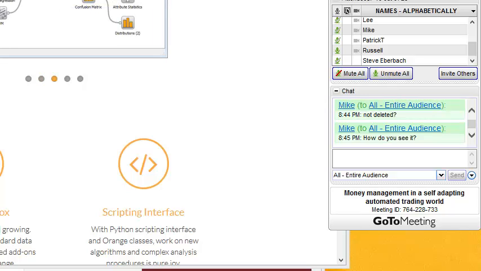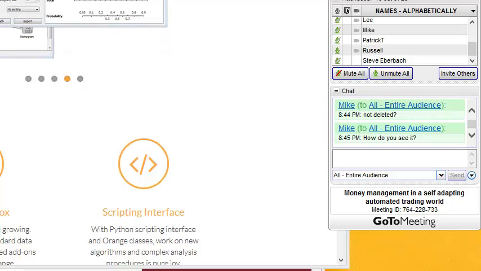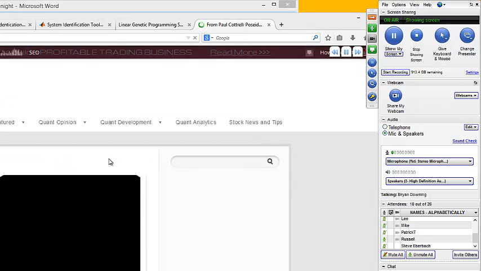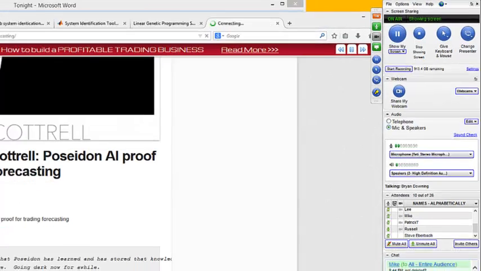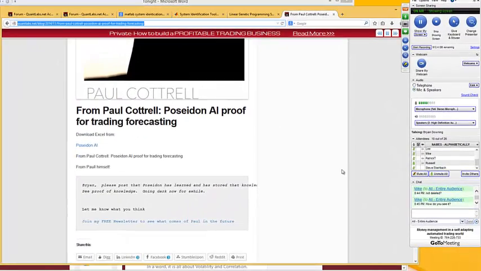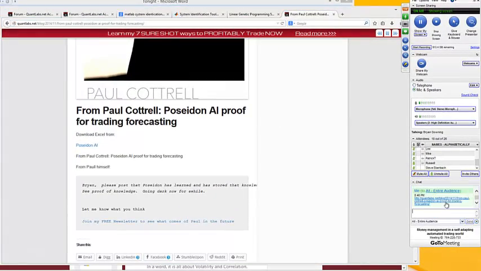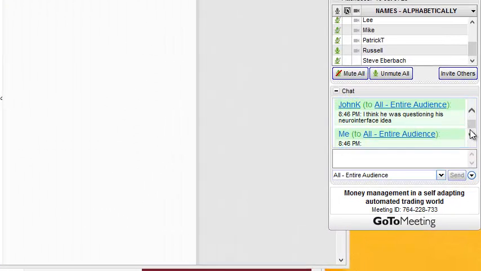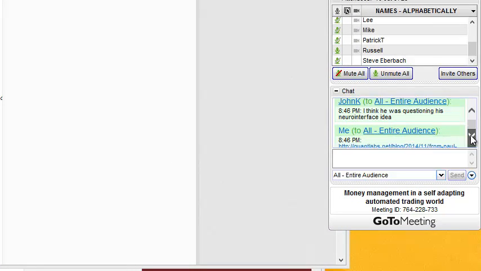If you want to see Paul Cottrell's proof on it, I'll give you the link. He's also included a spreadsheet on it. Let me just pull it up. There's this link right here, and this is on General AI. You can just download this Poseidon AI spreadsheet file. There you go. Another question? I think he was questioning his neuro interface idea. Yeah, that's right, John.